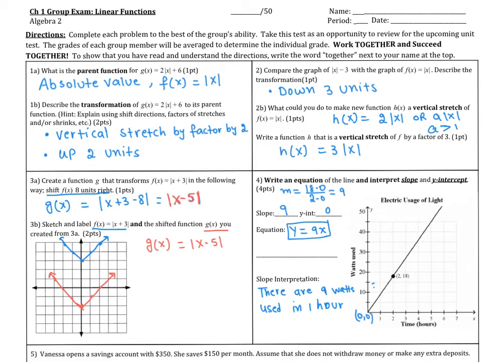Chapter 1 Review Group Test. Number 1. What is the parent function for g(x) = 2|x| + 6?